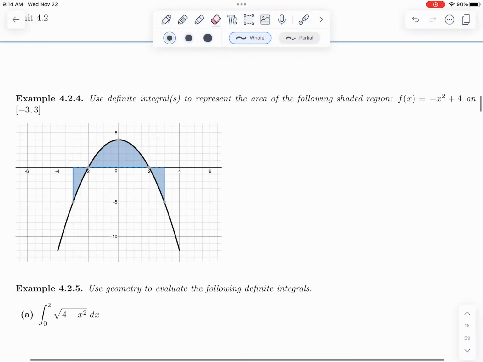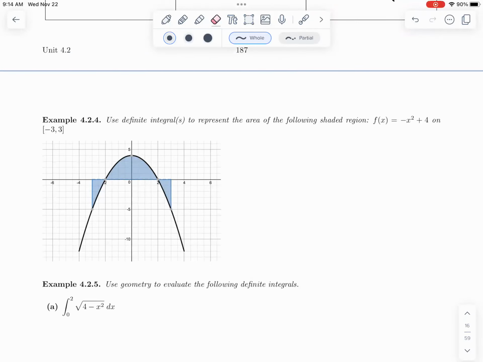So one thing I want to mention here, or no, this is another one. Use the definite integral to represent the area of the following shaded region in blue of f of x equals negative x squared plus 4, from negative 3 to 3. Now, you might already tell by looking at this graph where it switches over, right? It switches over at 2 and negative 2. That's like the dividing value, right? But why?